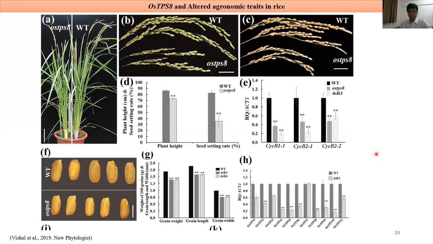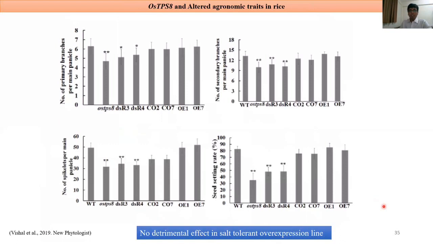Apart from that, we also showed the reduction in the seed size in the dsRNAi line. As this is the dsRNAi strategy, it could also affect the other homologs of the TPS8. That could be the reason for the differential phenotype of the dsRNAi. Then this is the quantification. Here you could see all the agronomic traits: primary branches of panicle, secondary branches, spikelets, and the seed setting rate.